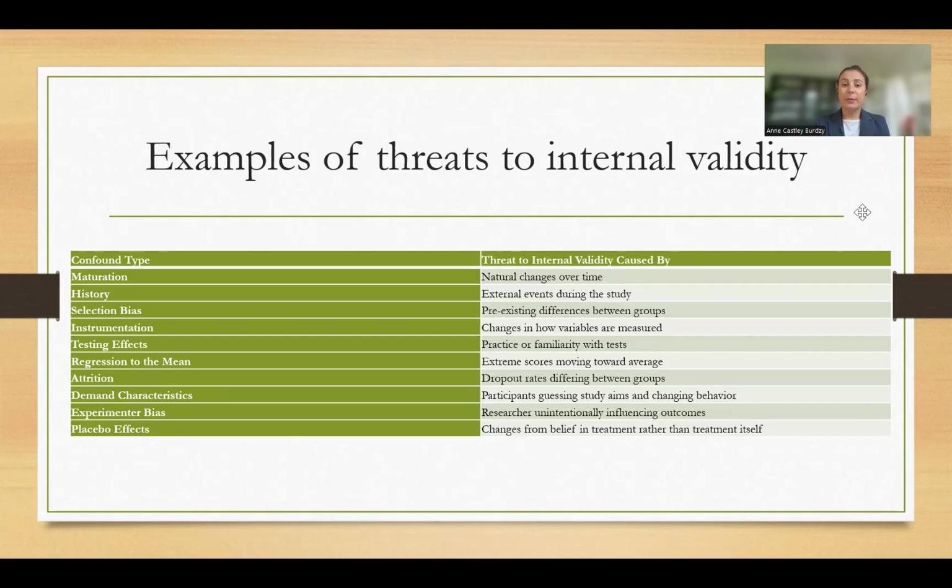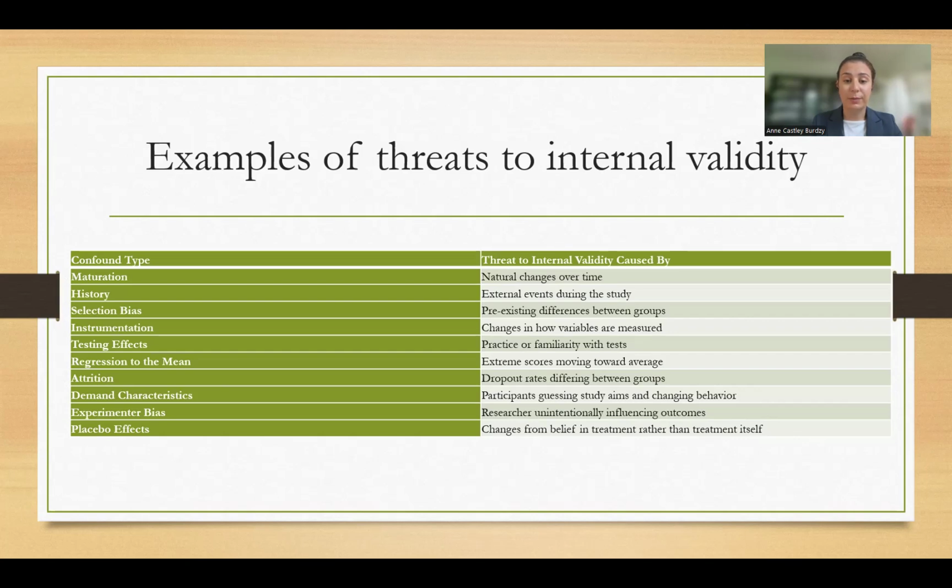Okay. Examples of threats to internal validity. There are several examples here. I believe I just mentioned maturation, where there are natural changes over time. There's also history: external events during the study can impact the study's validity. Selection bias: sometimes people choosing to be a part of the study gives a selection bias between groups. Instrumentation: changes in how the variables are measured can influence validity.